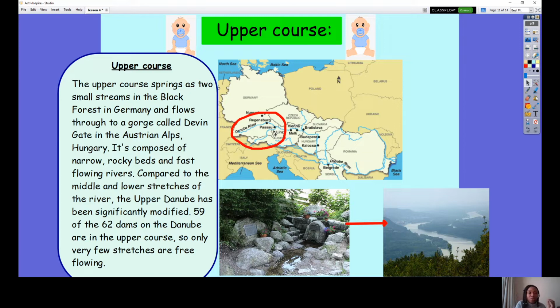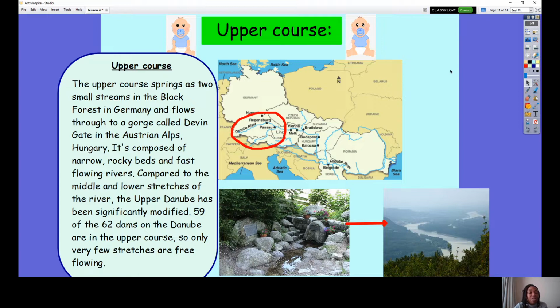White water is when the river's flowing very fast and the water appears white. And it's very rocky. Here you can see it's rocky. This is its source. So compared to the middle and lower stretches of the river, the upper Danube has been significantly modified. That means it's changed over time.